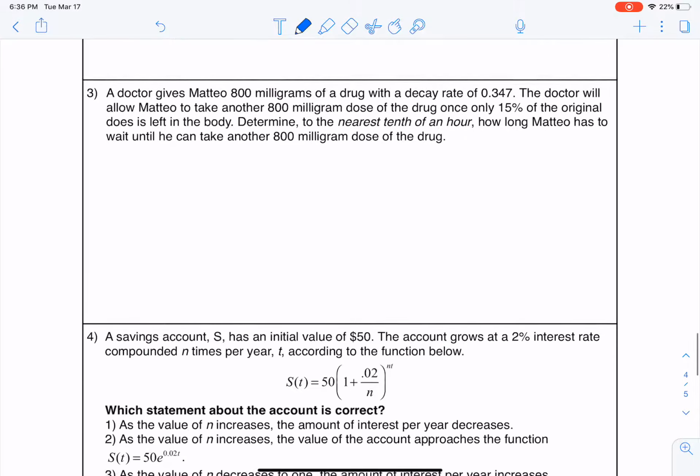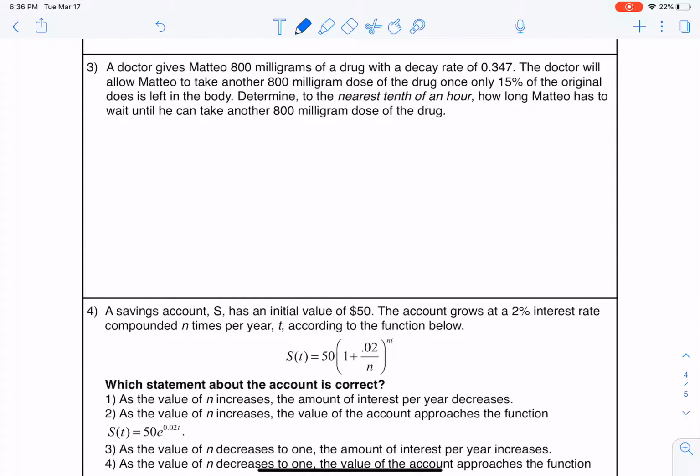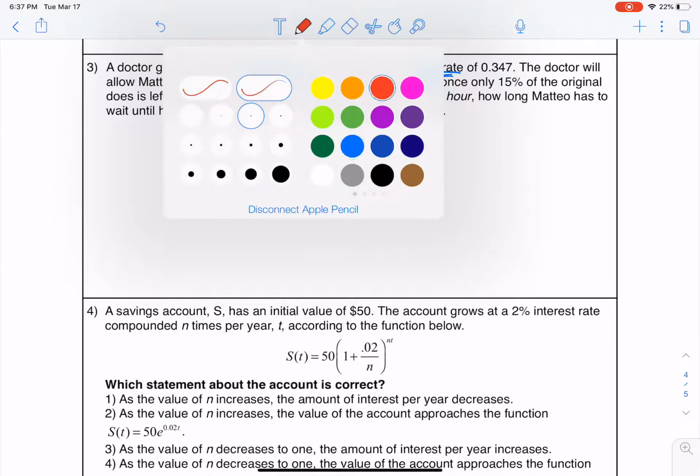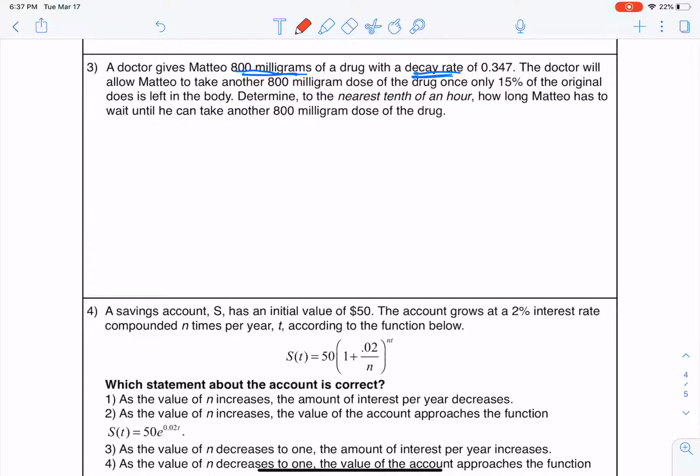For question 3, this is another question that's going to involve an exponential model representing what's happening. This is exponential decay. We do start with 800 milligrams. And now there's one key fact that you're going to have to think about.